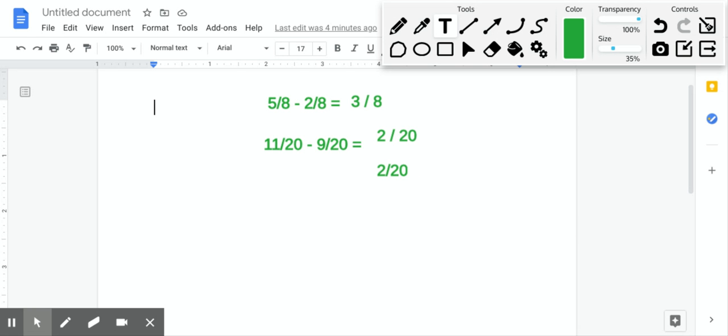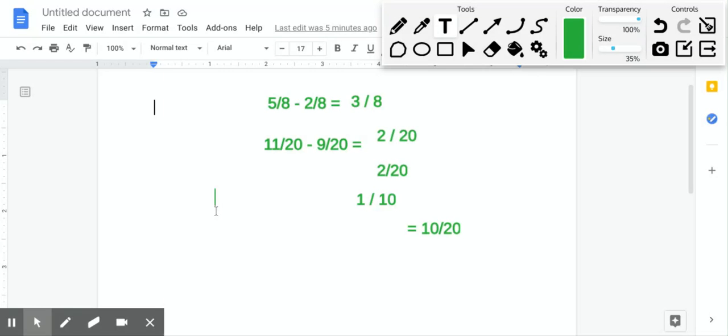For example, 2 and 20 both share the common factor of 2. If you divide 2 by 2, you get 1. And if you divide 20 by 2, you get 10. Therefore, it can be reduced to 1 over 10. And that would be our answer to 11 over 20 minus 9 over 20.